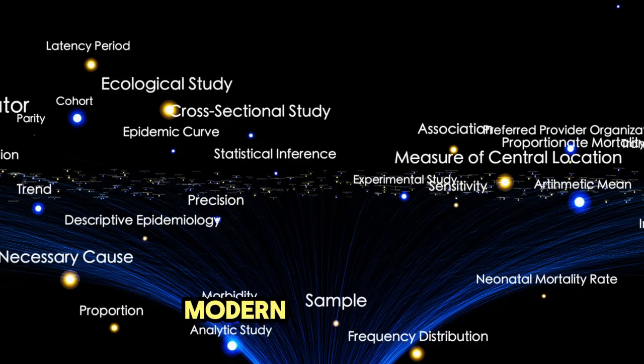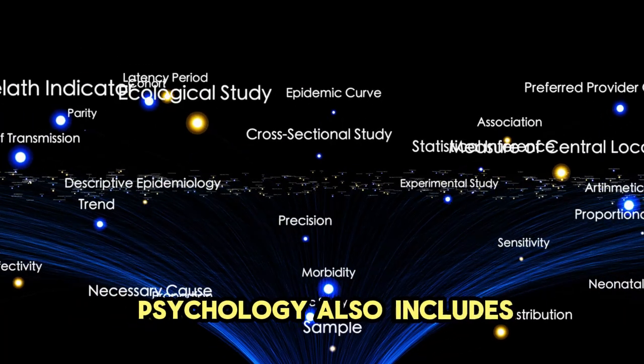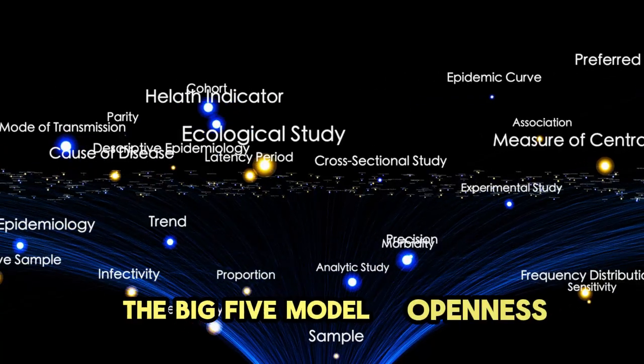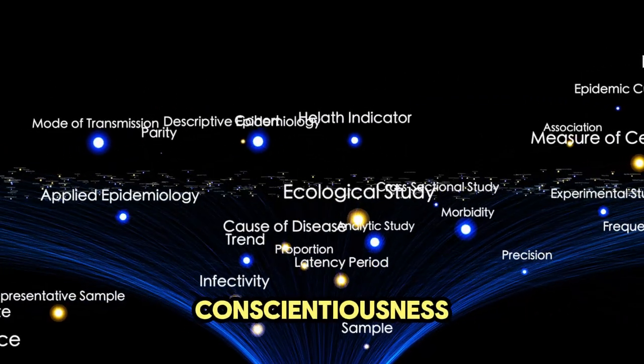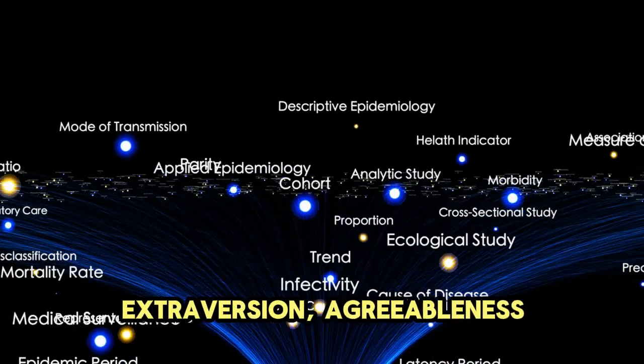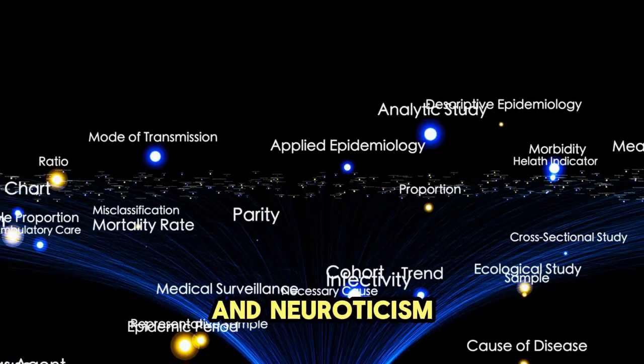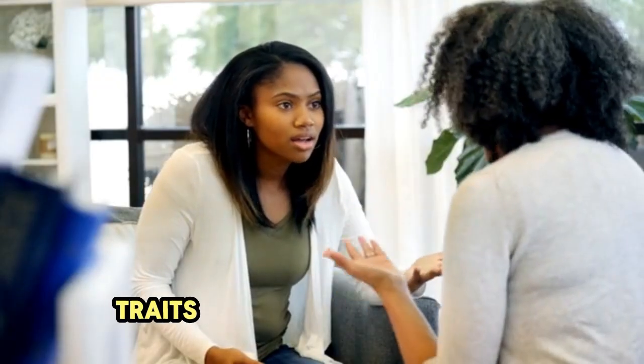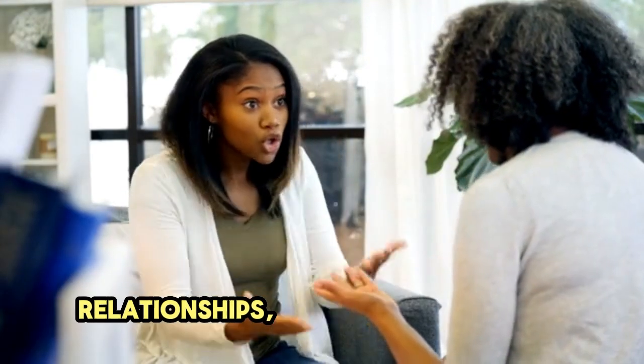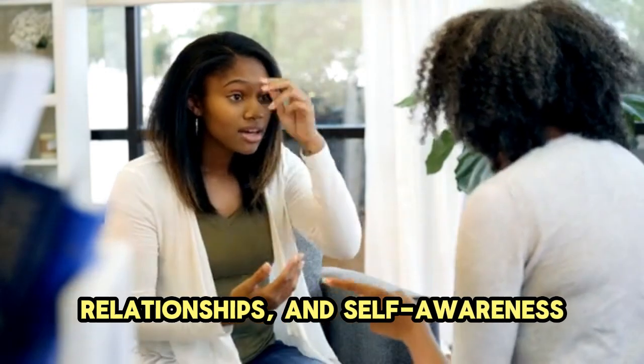uniqueness. Modern personality psychology also includes the Big Five model, openness, conscientiousness, extraversion, agreeableness, and neuroticism. Understanding these traits helps in career choices, relationships, and self-awareness.